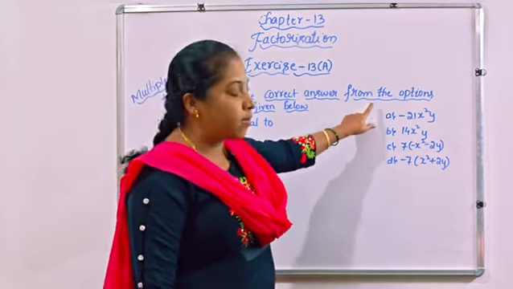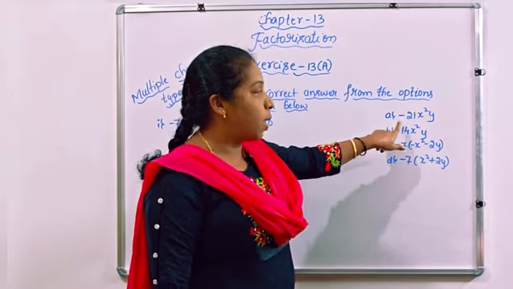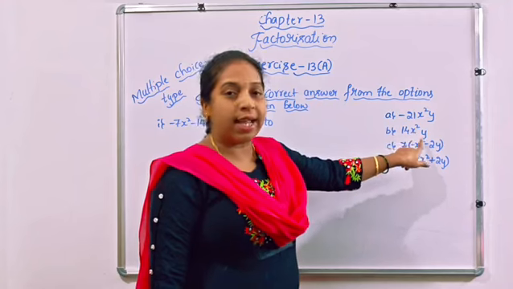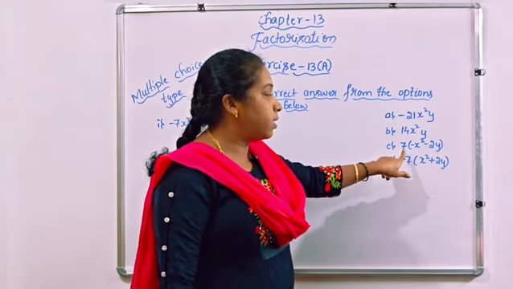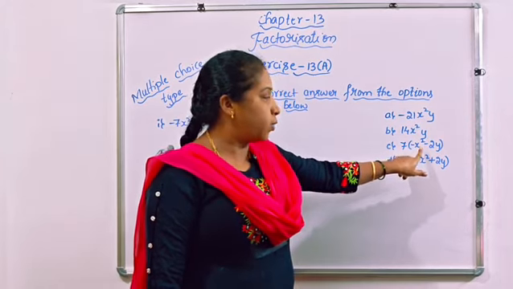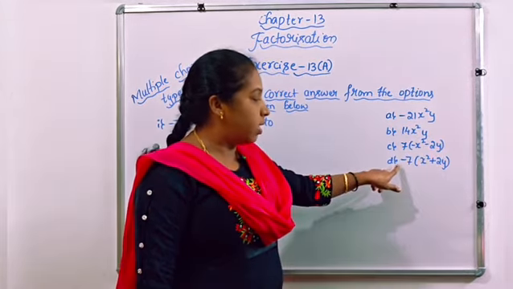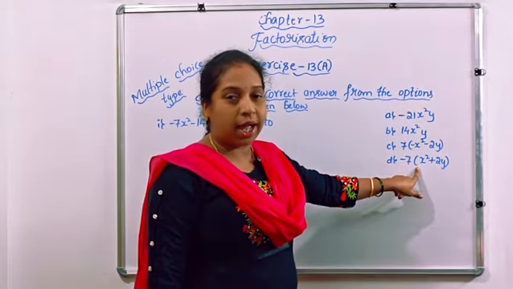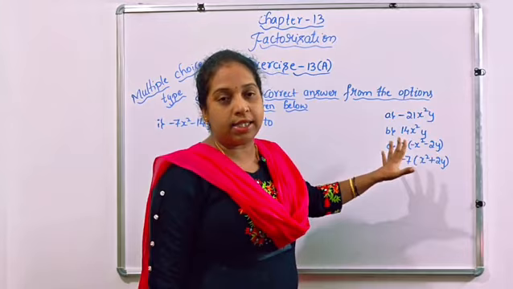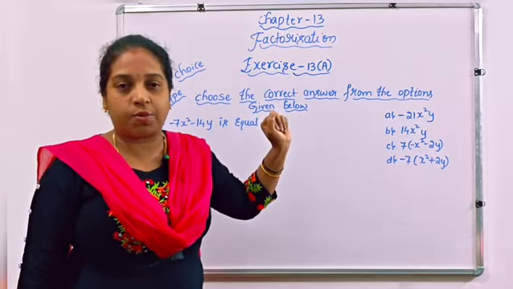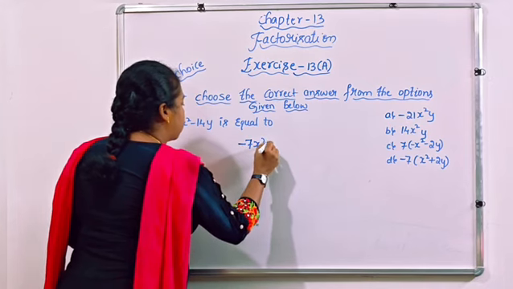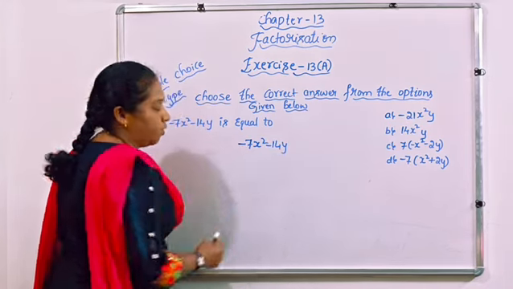The first question is minus 7x square minus 14y is equal to. They have given four options. First one is minus 21x square y. Second one is 14x square y. C one is 7 into within the bracket minus x square minus 2y. D one is minus 7 into within the bracket x square plus 2y. Let's check which one is the correct option. I will write the question once again: minus 7x square minus 14y.